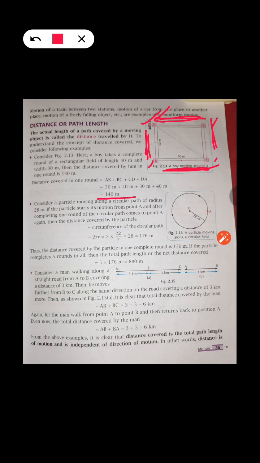Again on a circular path, starting from position A, moving the whole circle and coming back to position A again. So this is the actual distance covered in the circular path. A distance is a scalar quantity. It has no direction. SI unit of distance is meter. Distance cannot have a negative value.